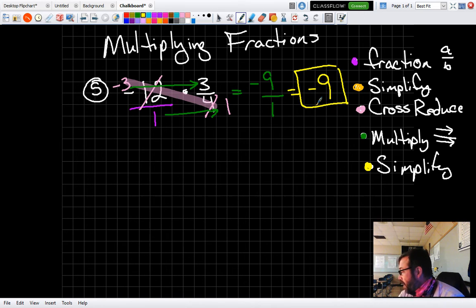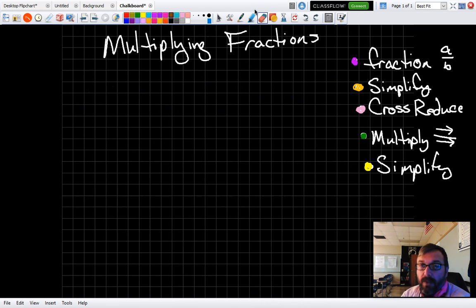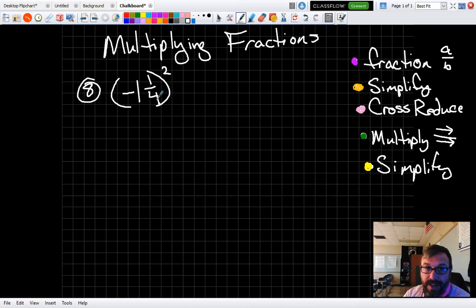Now there's one final skill we're going to look at. And I want to practice this one specifically because it gives me the opportunity to introduce something beyond just multiplying fractions. Hopefully you already know this, but number 8. Negative 1 and 1/4 to the second power.